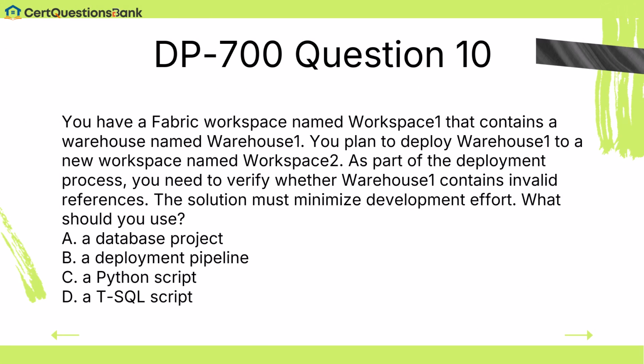You have a Fabric workspace named Workspace 1 that contains a warehouse named Warehouse 1. You plan to deploy Warehouse 1 to a new workspace named Workspace 2. As part of the deployment process, you need to verify whether Warehouse 1 contains invalid references. The solution must minimize development effort.